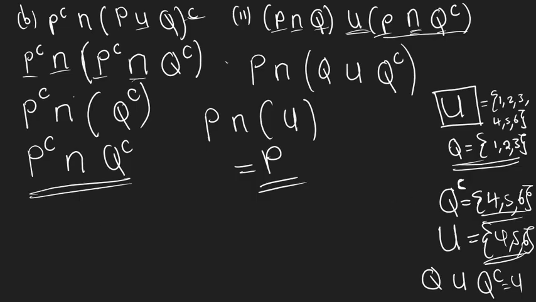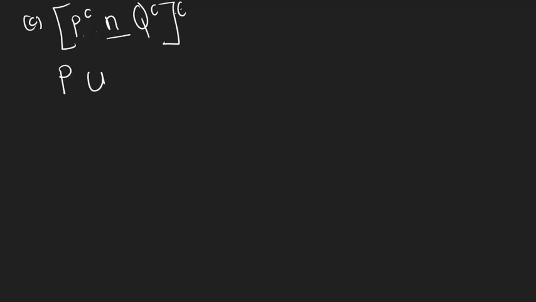It's all about thinking, and it's very simple. Complement exposed to P complement becomes the set. Complement exposed to the intersection set becomes the union set. Complement exposed to Q complement becomes Q as a set.